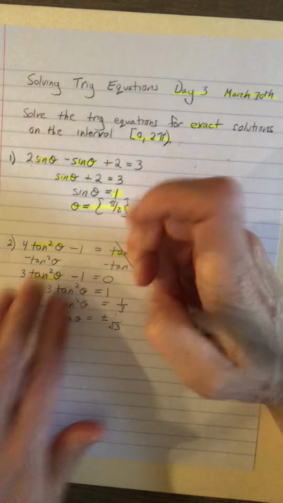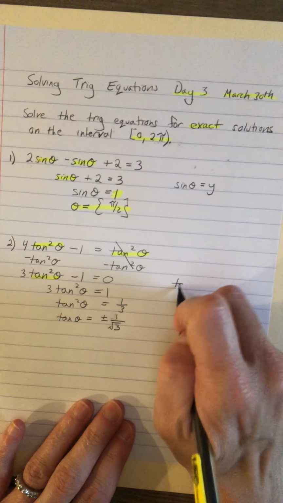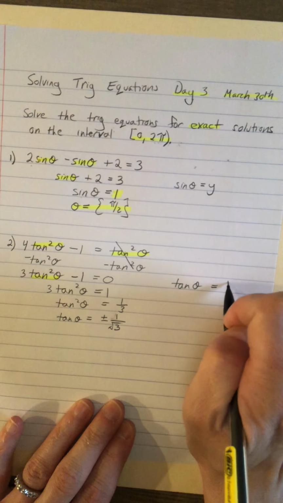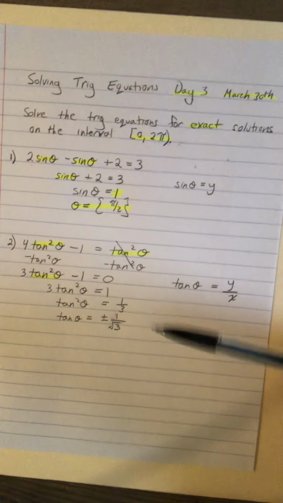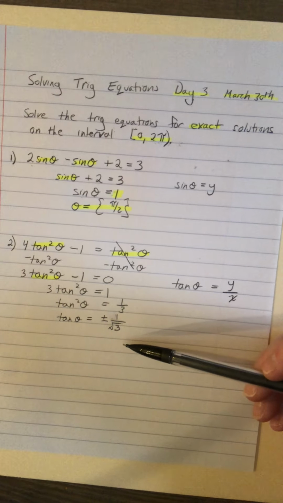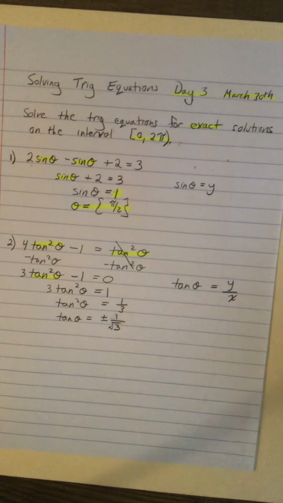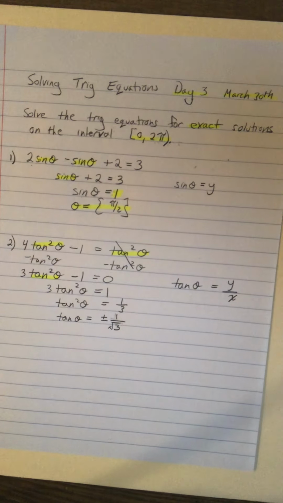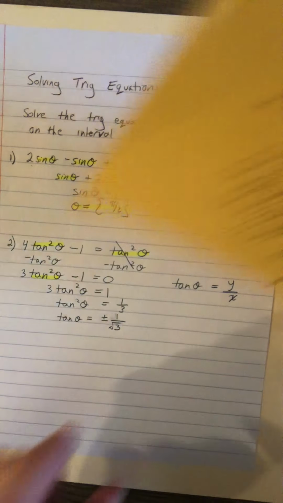Now the difference here is tangent. Remember, tan theta is equivalent to y over x. And I need to think, how can I get a 1 over root 3? I want to look at my unit circle because I'm looking for exact solutions. How can I get a 1 over root 3? Now, remember, y over x.